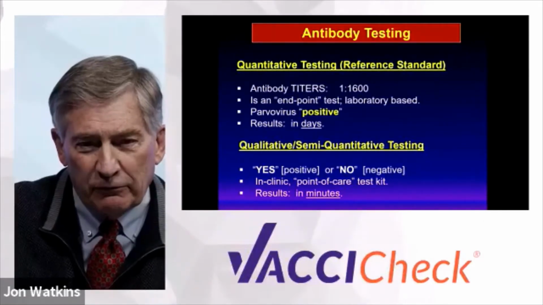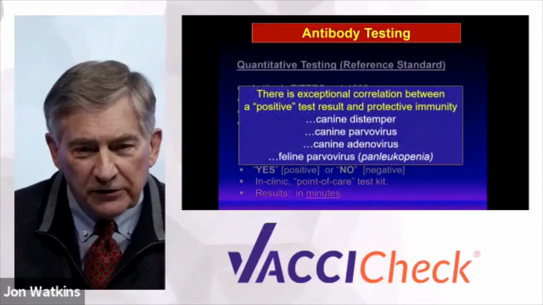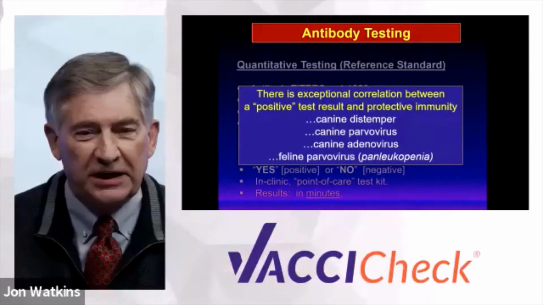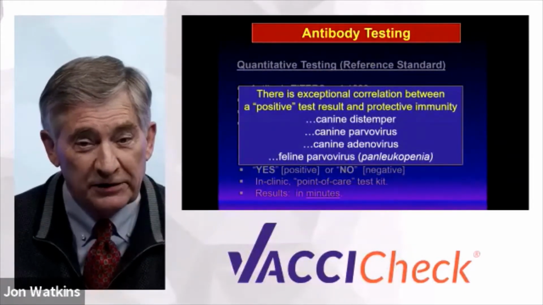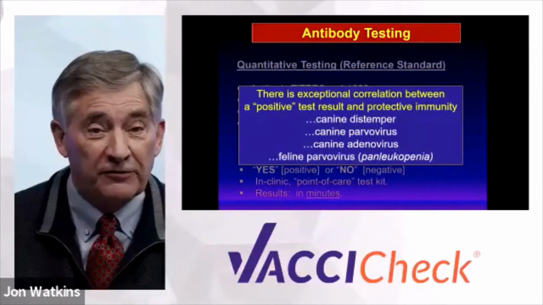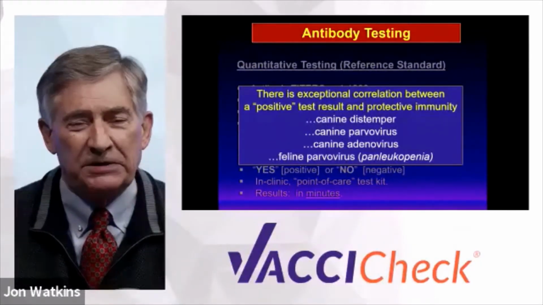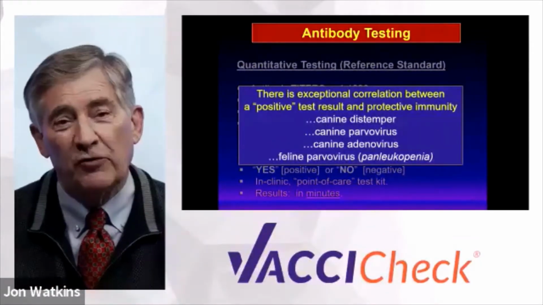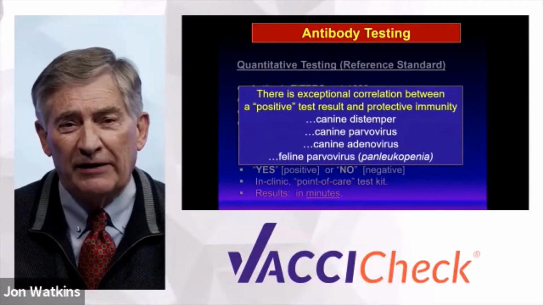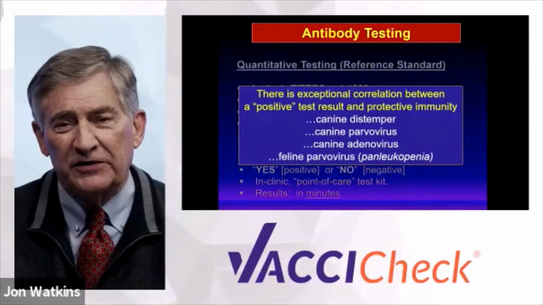One point I really wanted to emphasize, and this is a take-home message: there is exceptional correlation between a positive test result and protective immunity for canine distemper, canine parvovirus, canine adenovirus, and feline parvo or panleukopenia virus. This is a very well-established concept done during the challenge studies for licensing of vaccines. The correlates are well known, and if you have access to the notes, I've cited several independent papers that confer this kind of information.